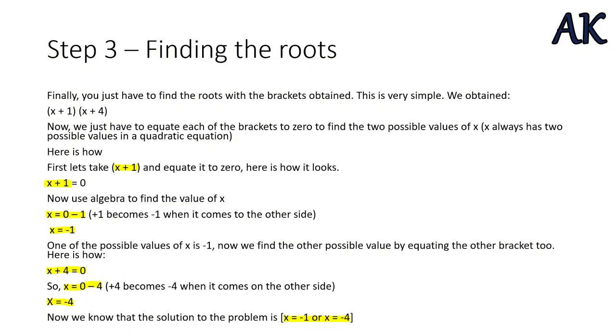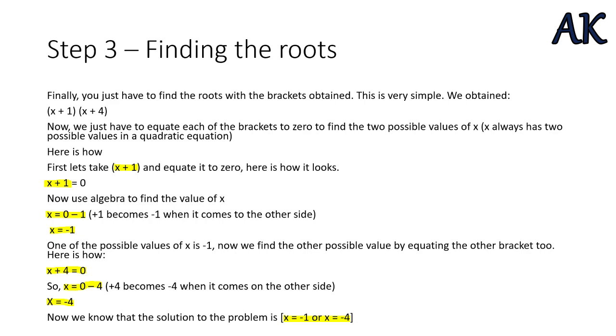Step 3. Finding the roots. Finally, you just have to find the roots with the brackets obtained. This is very simple. We obtained x plus 1 into x plus 4 in the previous step. Now, we just have to equate each of the brackets to 0 to find the 2 possible values of x. Remember that x always has 2 possible values in a quadratic equation. Here is how it is done.